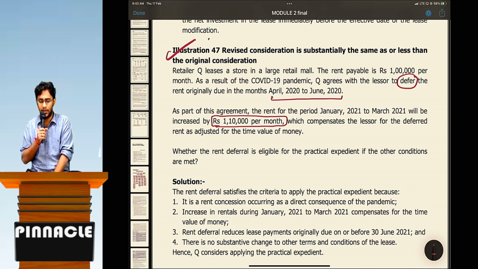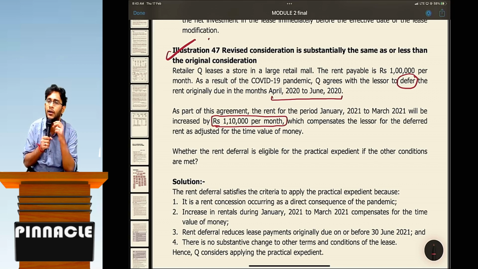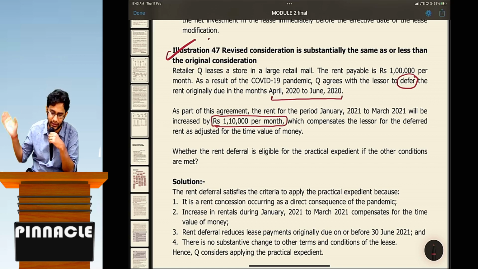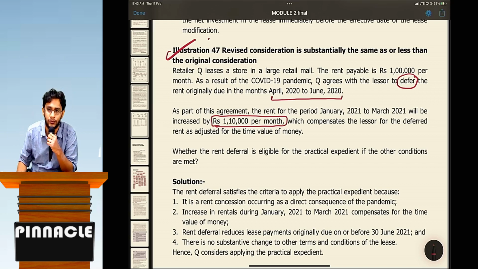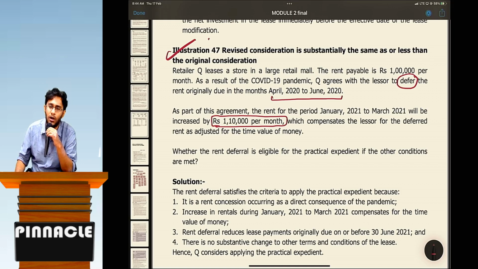What are the 4 conditions? The rent reduction should be a direct consequence of the COVID-19 pandemic, number 1. Next, the rent reduction period should be before 30th June 2022. Here the period is April to June 2020. That is way before 2022, no problem. The point got satisfied. Number 3, the lease rents in the revised terms should be either equal to or less than the original lease rents. In case if you see, they are actually equal to the original lease rent only. Of course, it's slightly higher. That higher is because of time value of money. That is not a problem, sir.